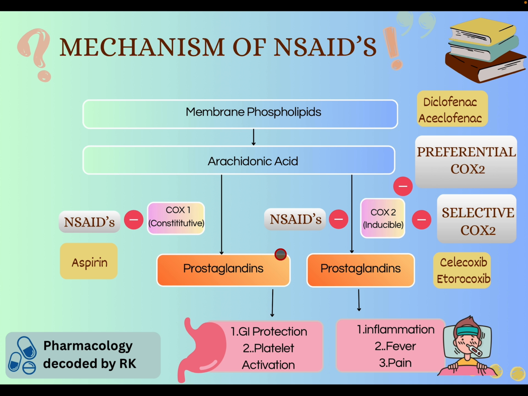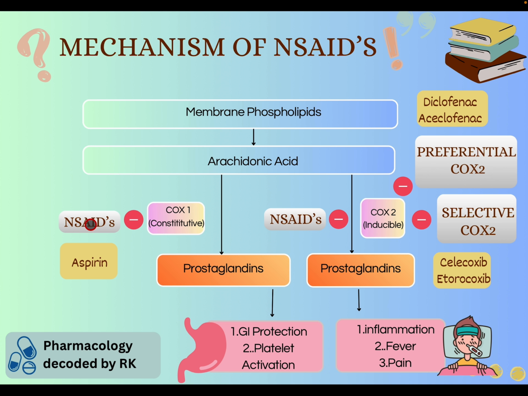COX-1 is constitutive, it's always active and helps in gastrointestinal protection and platelet activation. COX-2 is inducible, it is activated during inflammation, pain and fever. Actually, the COX enzymes are available in two isoforms. One is COX-1, another one is COX-2.